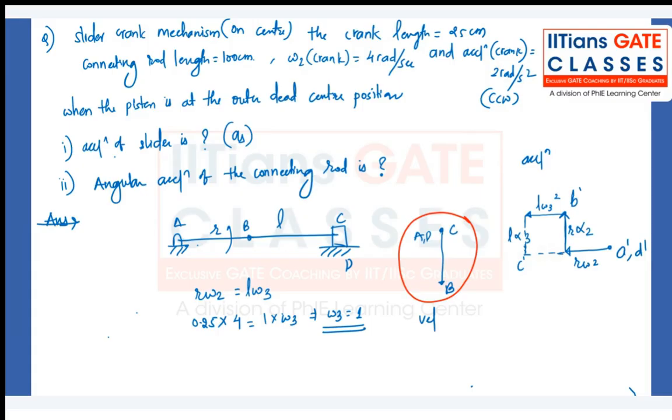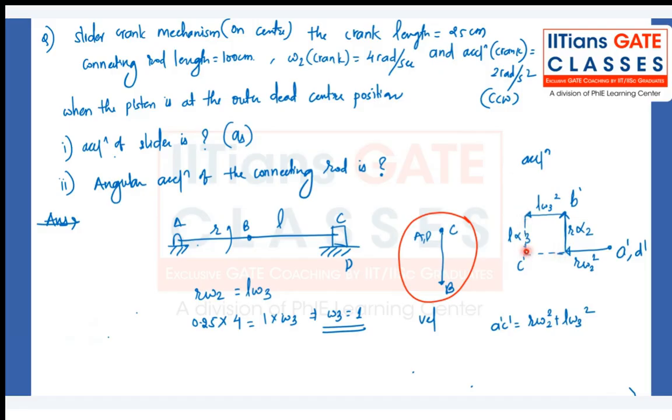Yeah, so this is the overall acceleration diagram will look like. The acceleration of the slider is a dash c dash. If you look, it will be r omega 2 square plus L omega 3 square you will get. Okay, so you have to add basically this length plus this length. That is something you have to add.